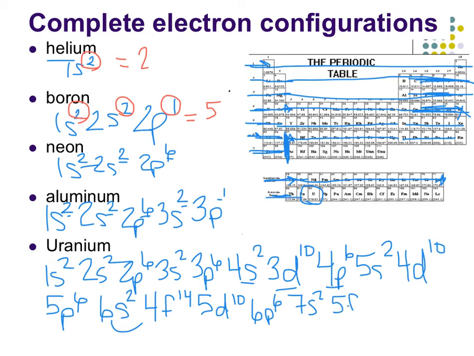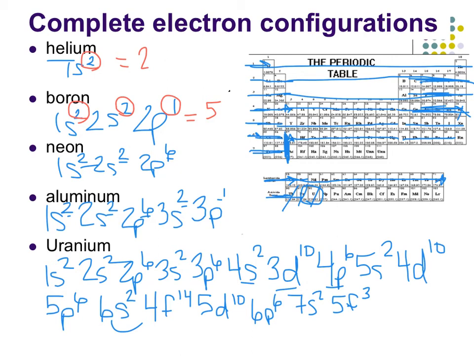But careful, because we're approaching our target element. We've got 1, 2, 3 boxes in the f. So this would be 5f3. And then we're done. That is our super long electron configuration, which pinpoints the location of every electron inside of a uranium atom.